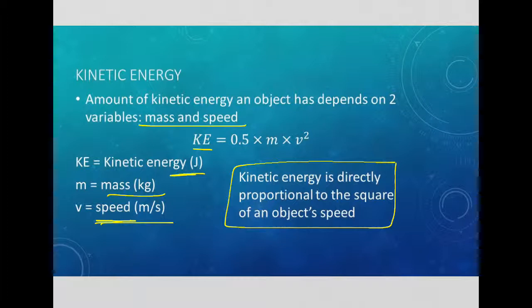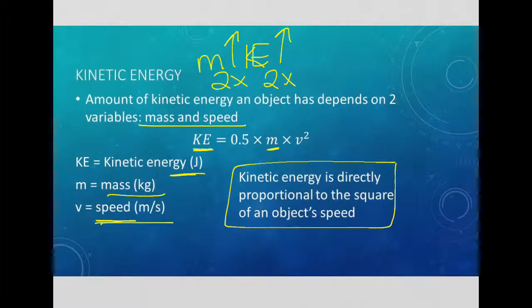That basically means that unlike mass, where kinetic energy is directly related to mass, what that means is if mass goes up by 2 times, kinetic energy goes up by 2 times. So for example, if the mass goes up 2x, KE goes up 2x. Because basically you're multiplying mass by 2, then you multiply kinetic energy by 2.